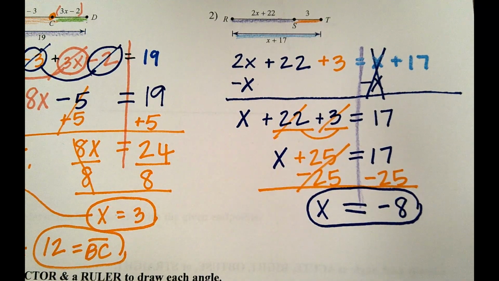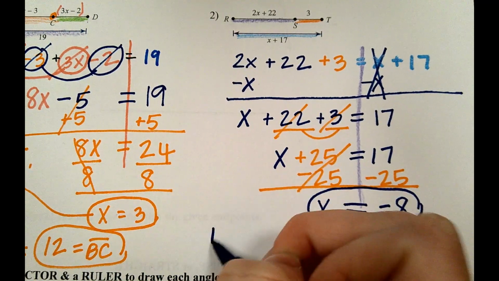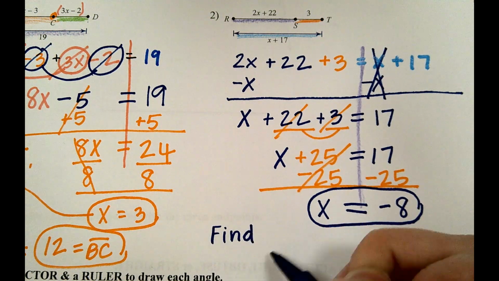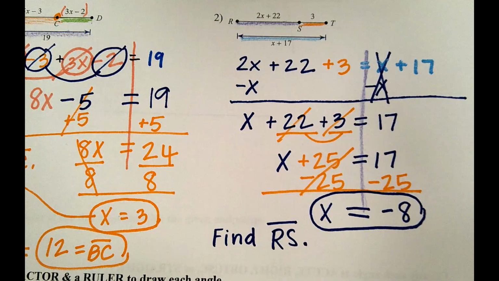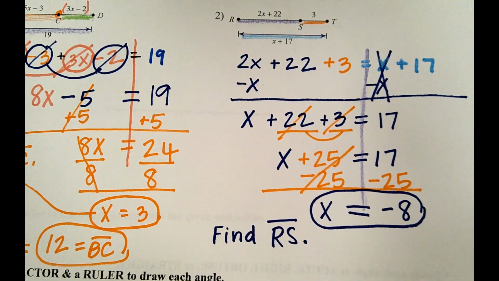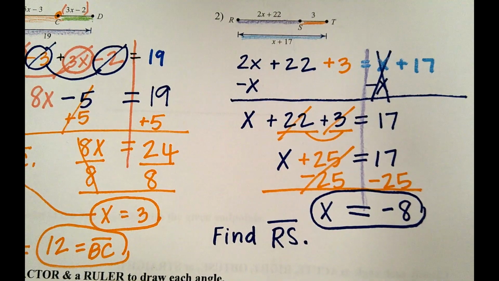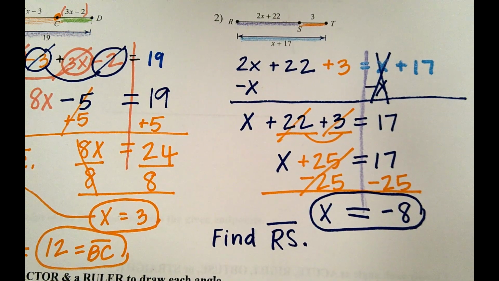Now, what if I wanted you to find RS? You would put 2x plus 22, but you would plug the negative 8 into the x. So it'd be 2 times negative 8, which brings you to negative 16 plus 22, which brings your RS to positive 6.